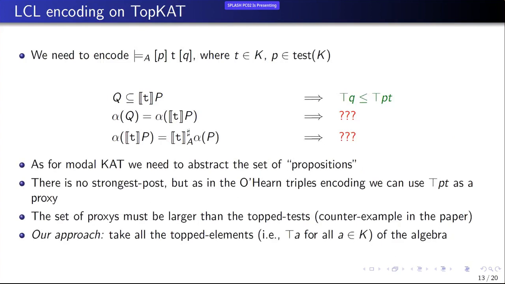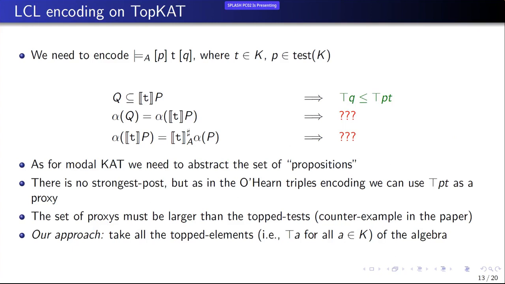So the idea of this encoding here is that you want to encode again the Q to be smaller or equal than the strongest post condition. That would be the concrete version of it, the saturated version. You don't have the strongest post condition here because you are not in the Modal KAT. You're in the TopKAT. And to do so, you can use this top element.